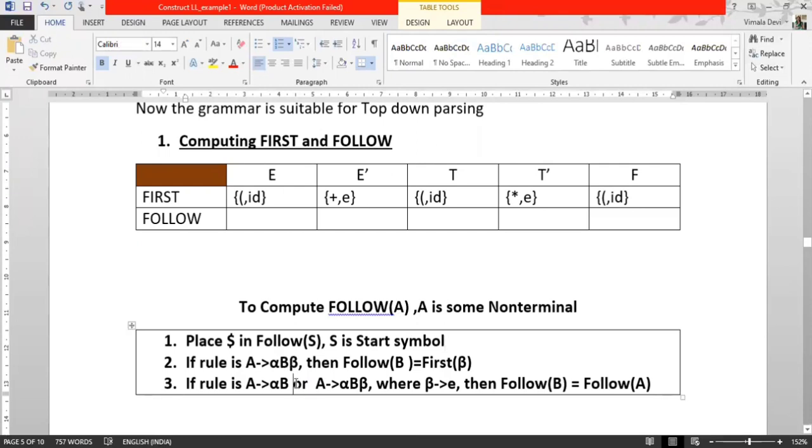The third rule says that when we try to attempt follow of B, if there are no symbols following B, or there are symbols following B but they can be replaced by epsilon, in the sense this beta vanishes, in that case follow of B is equal to follow of A. So these are the three rules we need to remember while computing the follow set. So as per the first rule, the follow set of E contains the dollar symbol, right? Now let's continue to find the follow set of E.